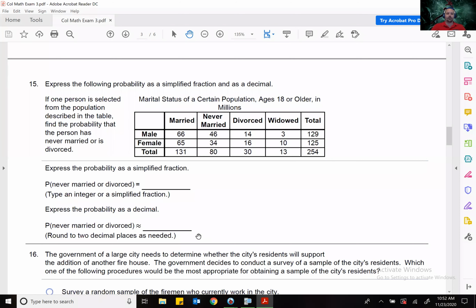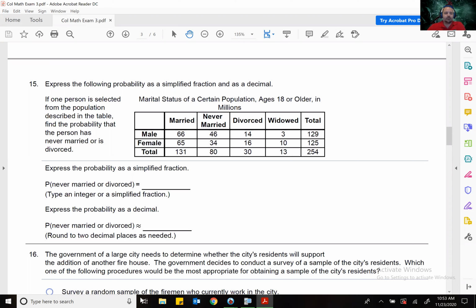Since this is an or, we got to think about, okay, is this mutually exclusive or not mutually exclusive? So in other words, can you never be married and divorced at the same time? And no, you can't. Nope. That's impossible. So this is mutually exclusive. So that means all we have to do is find the probability of never married and multiply that by the probability of being divorced. Actually, not multiply. Sorry. Add the probability of being divorced.